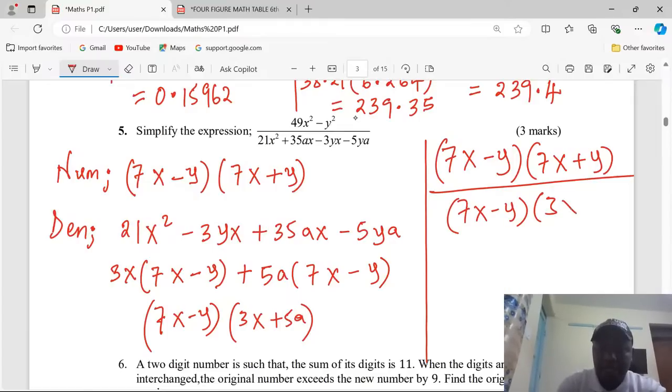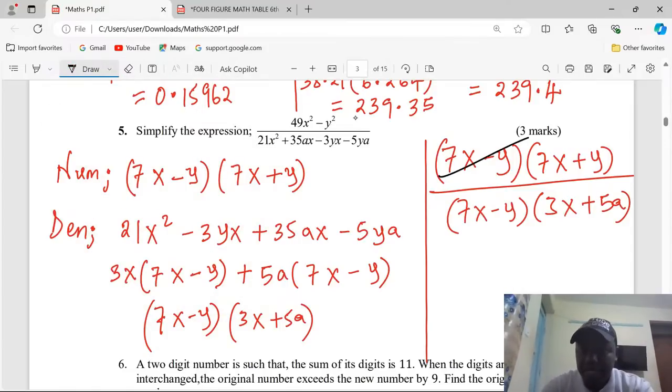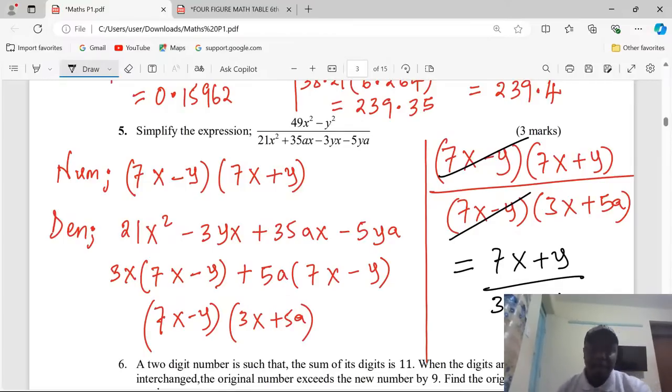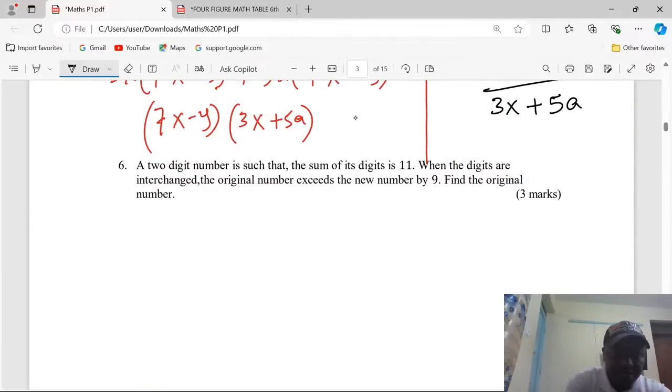Then 3x plus 5a. Now, when you look at these factors, in the numerator, this factor is the same as this. And so we can now simplify to 7x plus y divided by 3x plus 5a. So I think you've learned something there. There was a big trick in the arrangement of the terms in our denominator here. So that is how you are supposed to go about it.